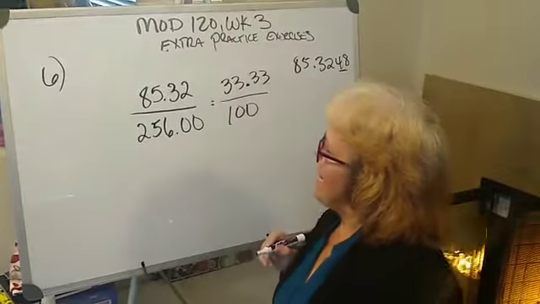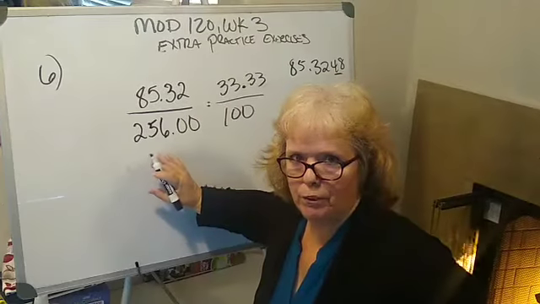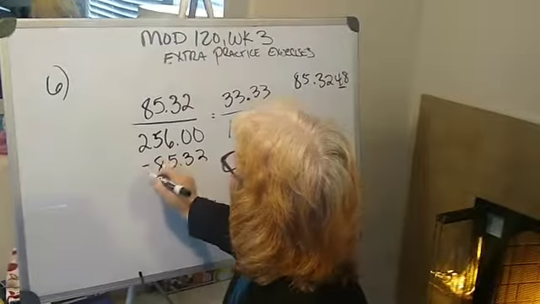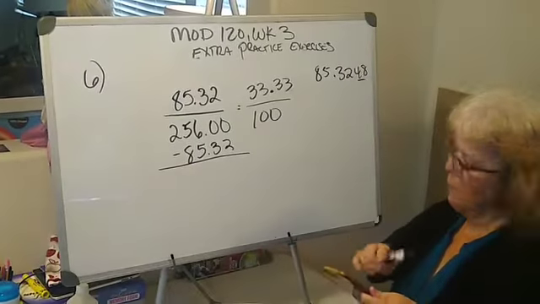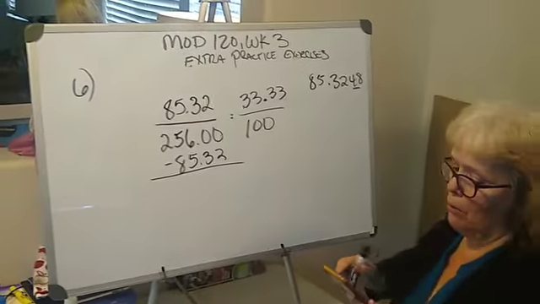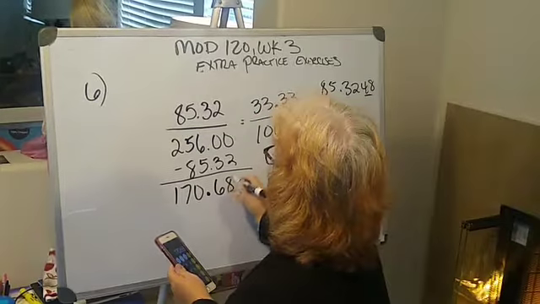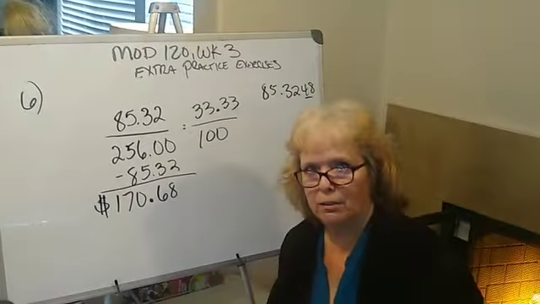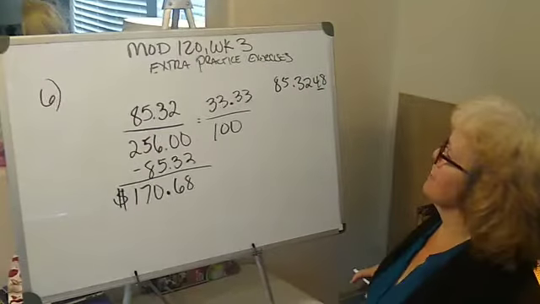So how much is she going to pay? Well, we need to take this amount now and subtract it from the original price. So 85.32, subtract it. Okay? 256 minus 85.32 equals, so she's going to end up paying $170.68 for her textbook. And yes, that's about the price of some college textbooks. They are very expensive. Okay, so that was number 6.